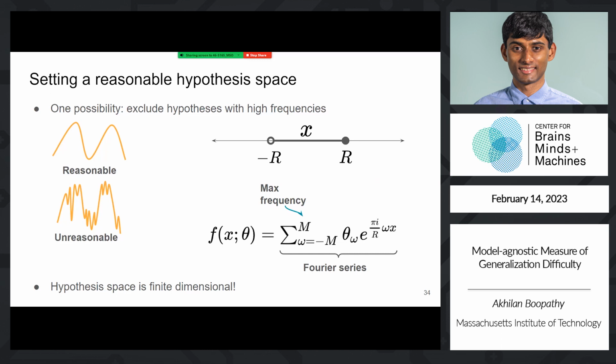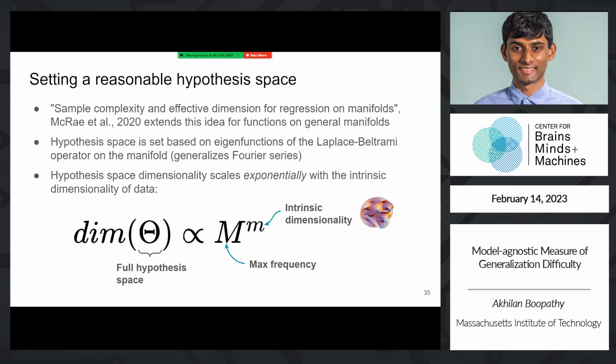But what about for more general problems? Most of the time we're not working with inputs that are one-dimensional, but with high-dimensional inputs that lie on some complicated manifold. How do we deal with that? So we can borrow an idea from a paper in 2020, which basically does exactly this. What they do is they consider regression on low-dimensional manifolds, and they provide some sample complexity bounds for performing regression on these manifolds. They set a hypothesis space based on eigenfunctions of a certain operator on that manifold. It's called the Laplace-Beltrami operator.